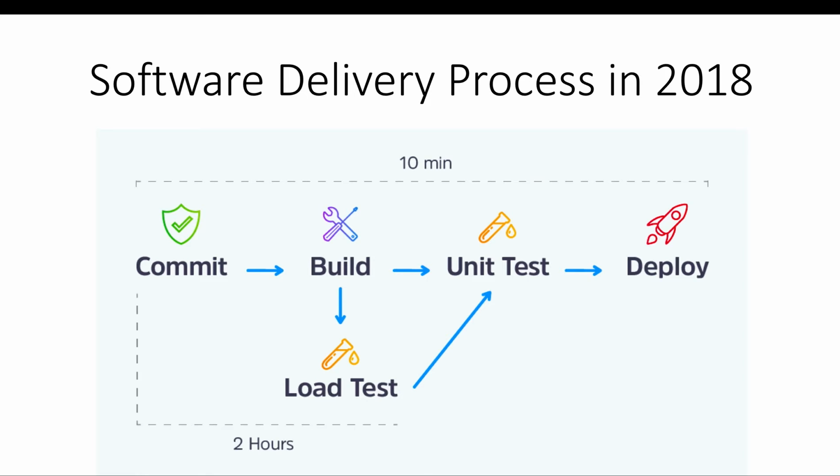So if we talk about 2018, this is how the software delivery process looks like. The entire life cycle of making a code commit, building it, running the unit tests, and deploying it. This should be done in 10 minutes. That is what the customers expect these days. That is what the end users expect these days. Amazon does a code deploy every 6 minutes to production systems.